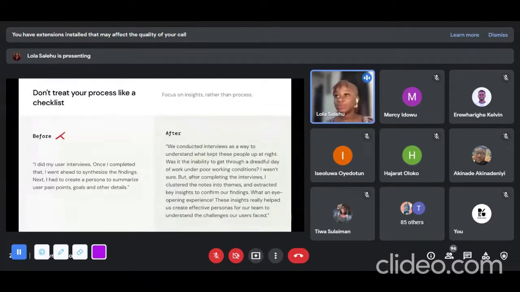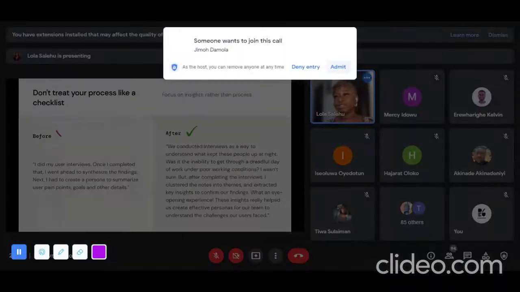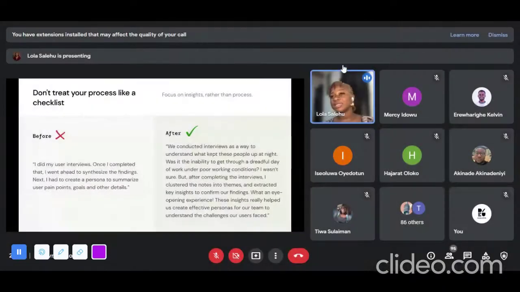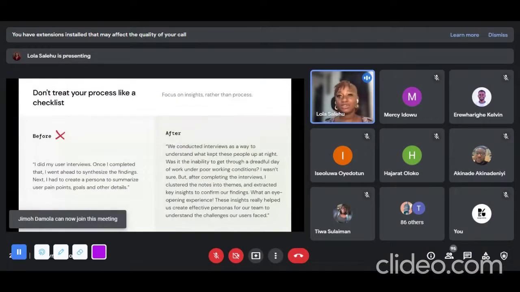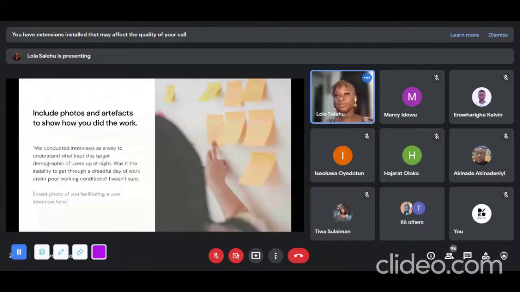And another tip that would come in here, you can also break up the length of the text. Like if you're looking at this and saying, oh, this is really long, you can break up the text by using photos and illustrations. And this takes me to the next step, which is to include photos and artifacts to show how you did the work.